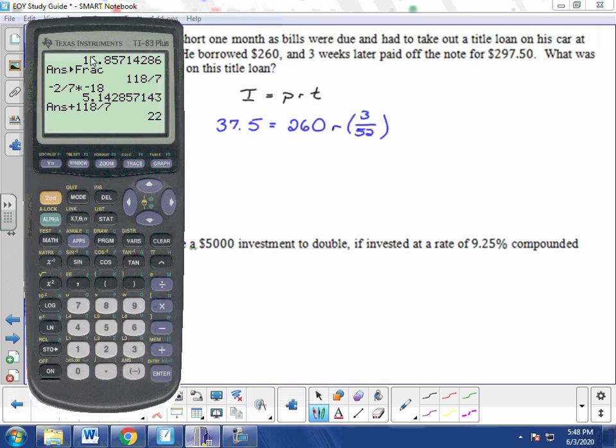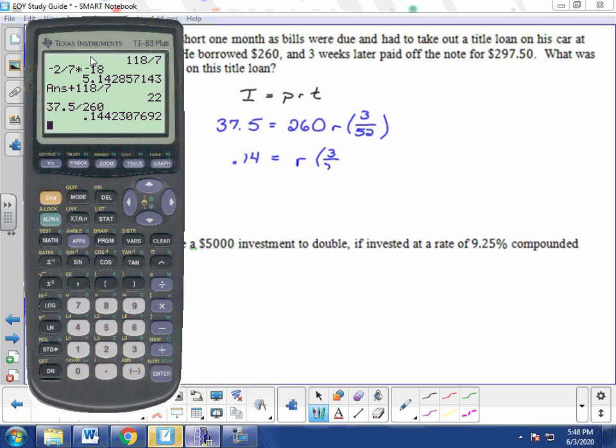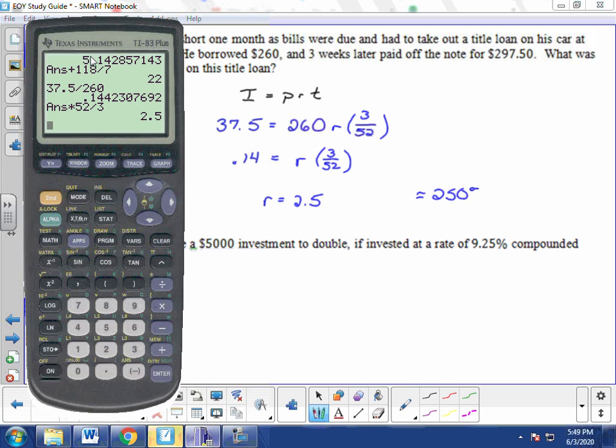So first I would divide by 260 on both sides. I'll round that answer when I write it down, but I'm not going to round it in the calculator. And then I would divide by 3 over 52 or multiply by the reciprocal. And so the rate is 2.5. Now remember, this is a decimal approximation of a percentage. So as a percent, this is a 250% annual interest rate.